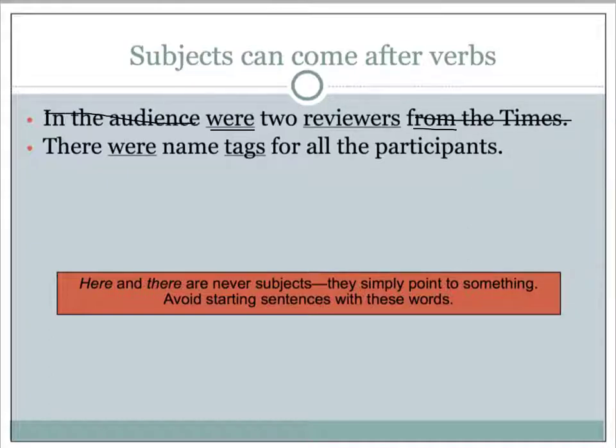Look at sentence number 2. We have "for all the participants." "For" is a preposition. "For all the participants." Let's cross out that whole prepositional phrase. "There were name tags." So we have 4 words remaining. We know "were." That's a linking verb. So we'll underline that twice. So then say to yourself, what were? Tags were. "Tags" is the subject. "Were" is the verb. "Here" and "there" are never subjects. They simply point to something.